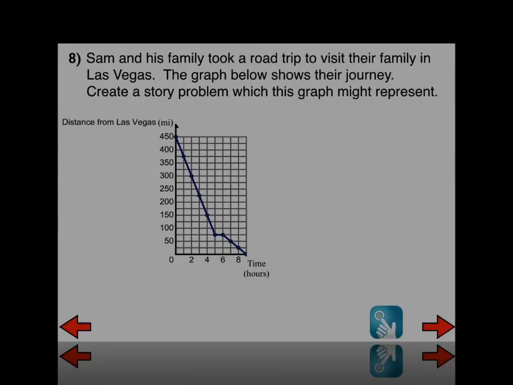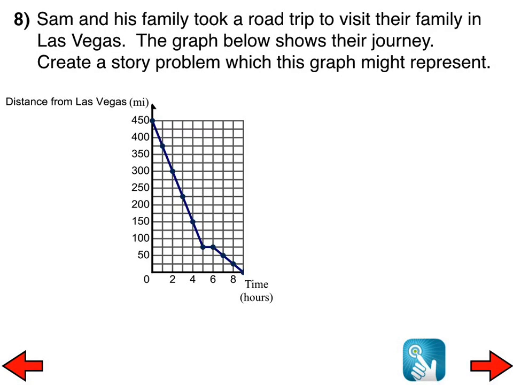All right, number 8. Here's another one. I'm not going to make you do this one, but what we're comparing in this one is time versus distance. And so a family is taking a road trip to visit their family in Las Vegas. So they're leaving home, which looks like from the graph is 450 miles from Las Vegas. They're traveling to Las Vegas.